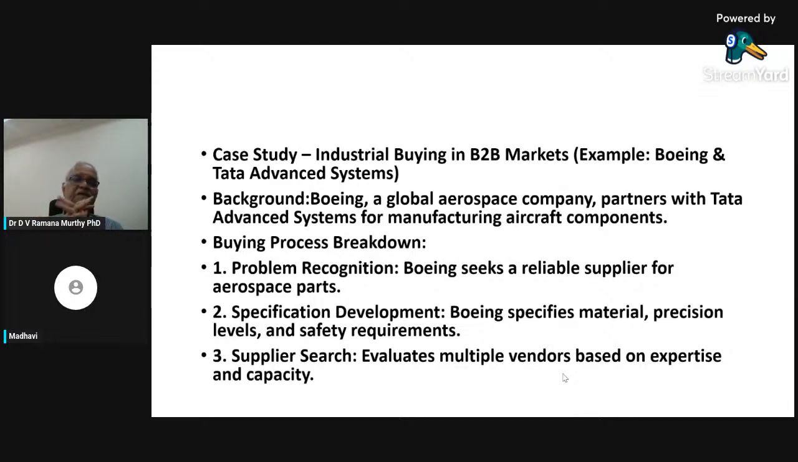So let's examine a case study: industrial buying in B2B markets. We have already talked about it. When we talk about industrial buying, it's a transaction between two business houses. The supplier is another business, and you, being the principal party who buys, are another business. Okay, let's examine.